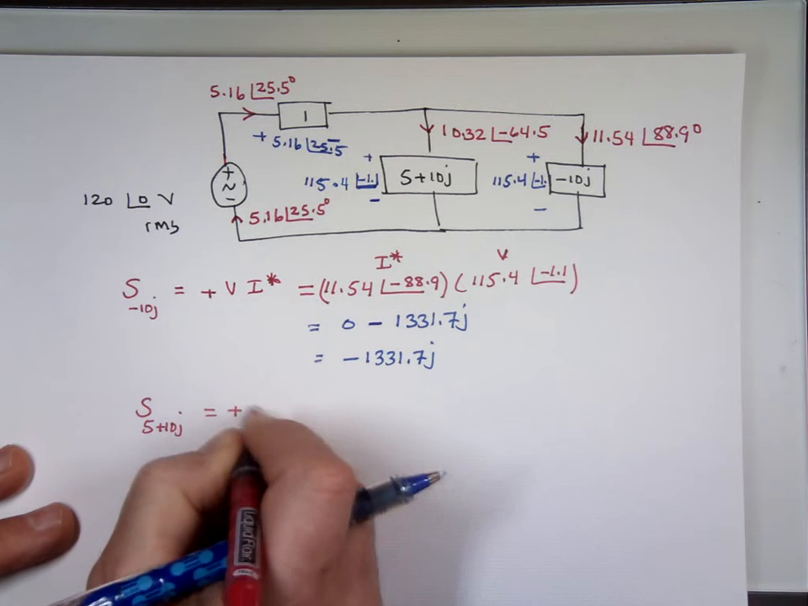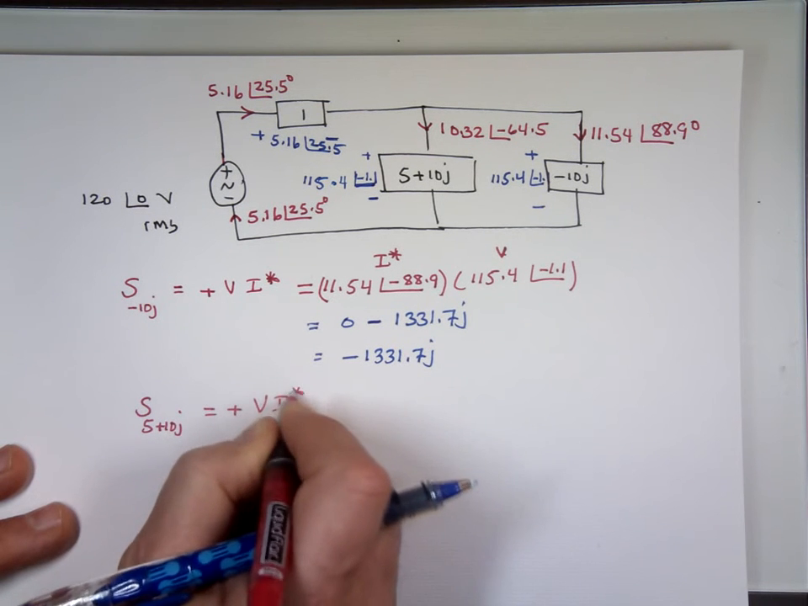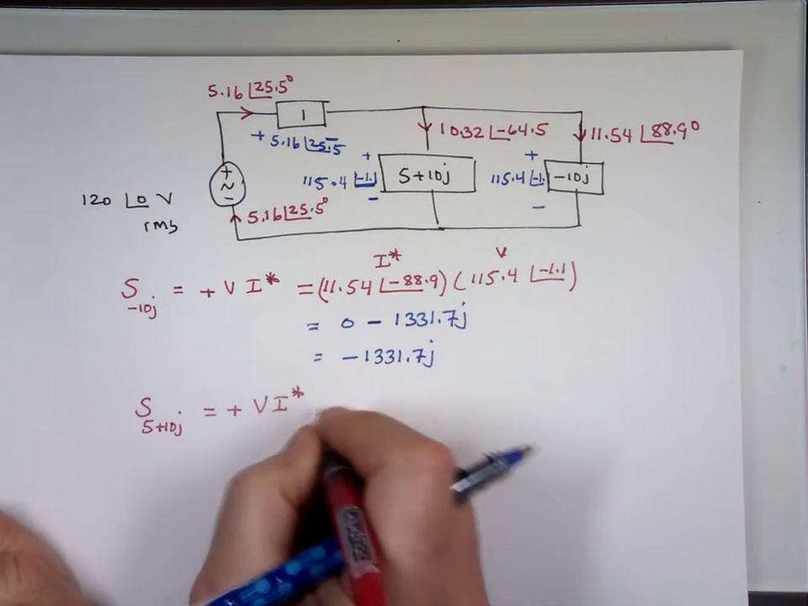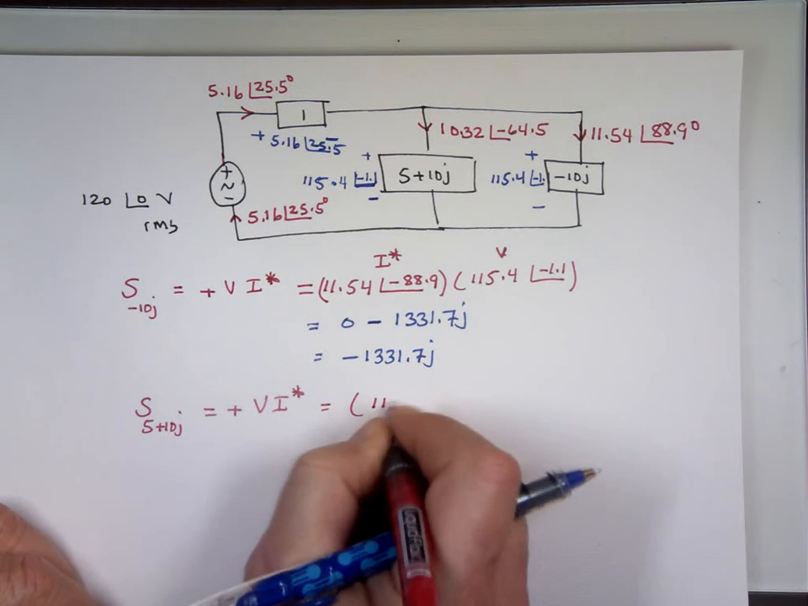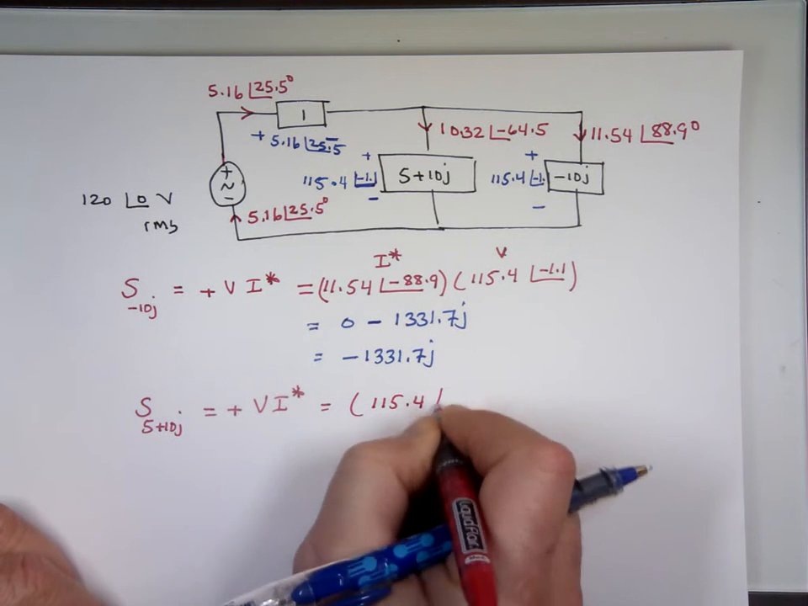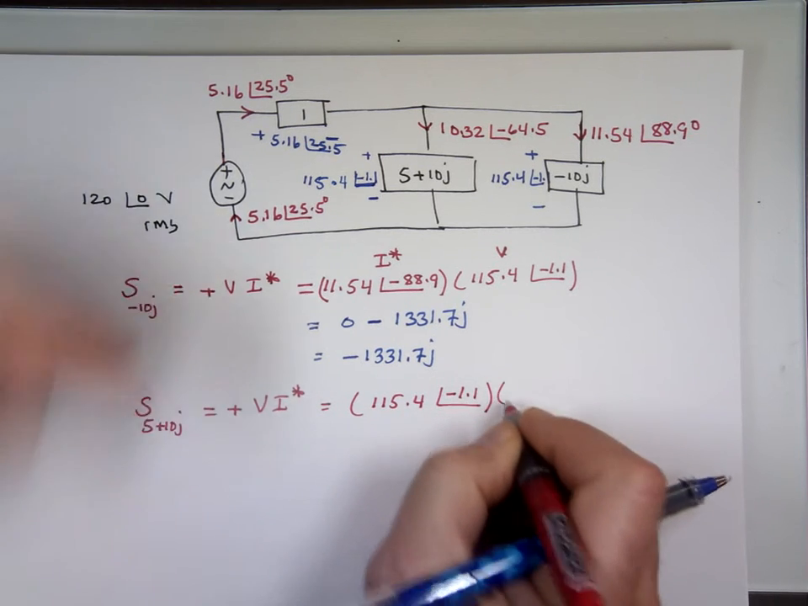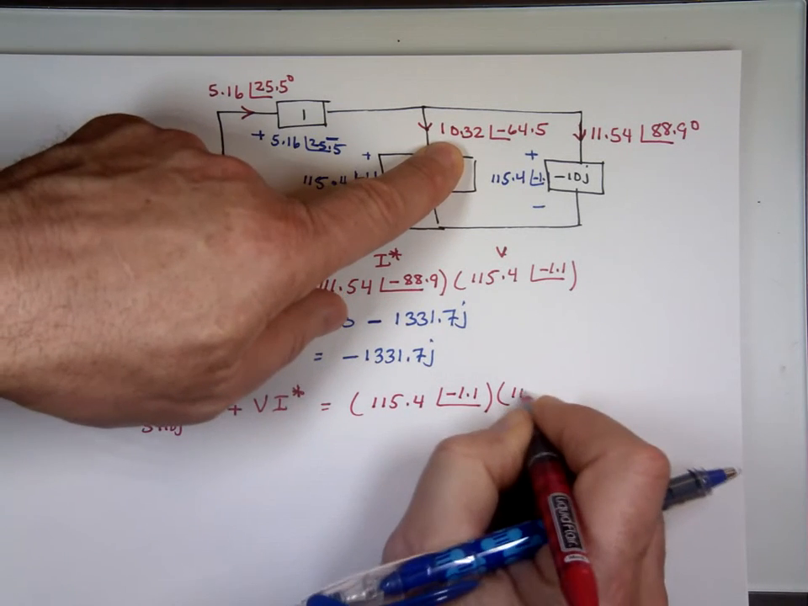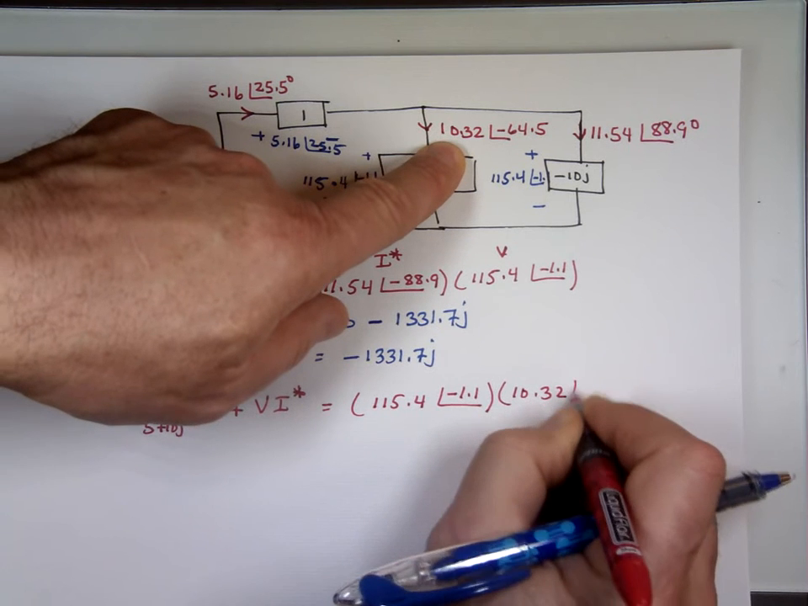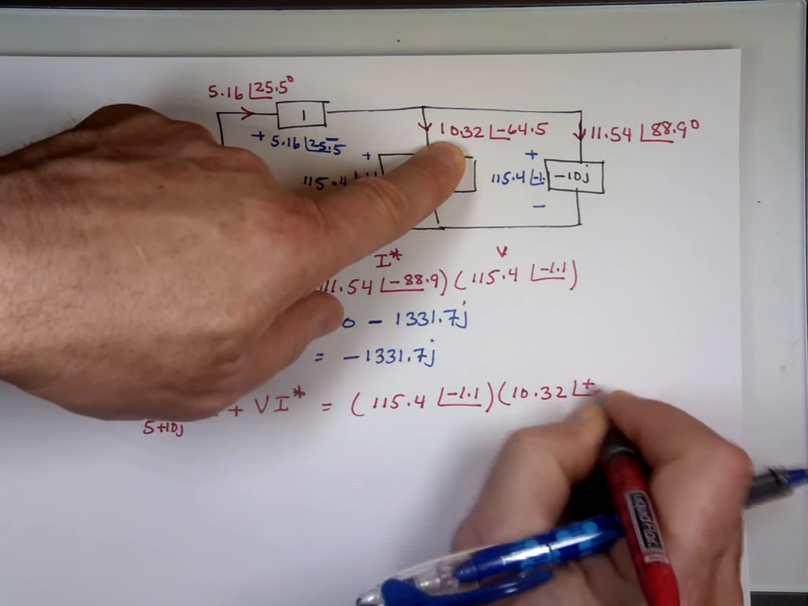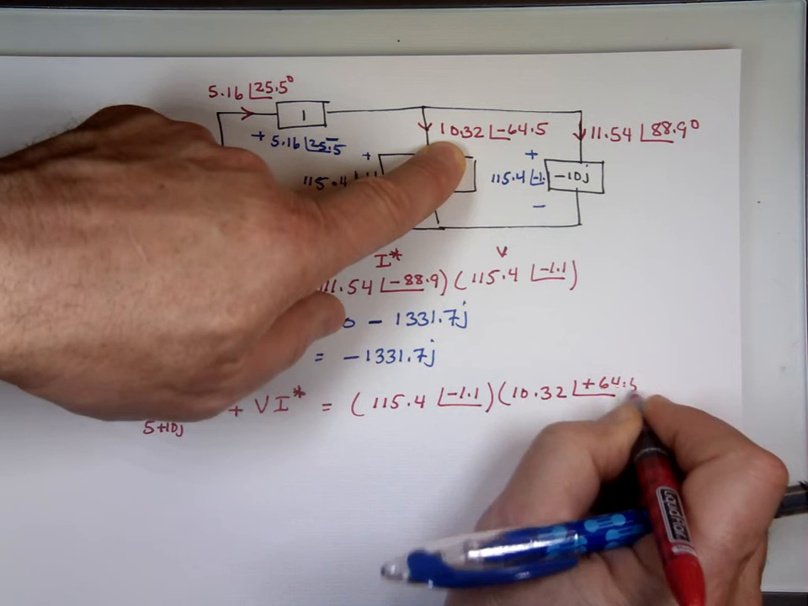Positive V times I conjugate. And V is what? Again, 115.4 angle negative 1.1 times I conjugate. And what's the conjugate of that current? 10.32 angle what now? Positive 64.5. You only take the opposite of the angle. Correct.